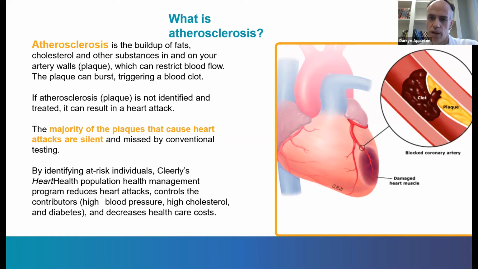As those plaques build up over time, one of the things that can happen, as we see in this picture, is that this plaque doesn't obstruct the artery by a large degree in and of itself. But if it were to become unstable and the cap of that plaque were to rupture, a clot can form on top of it, which can really obstruct the blood vessel.